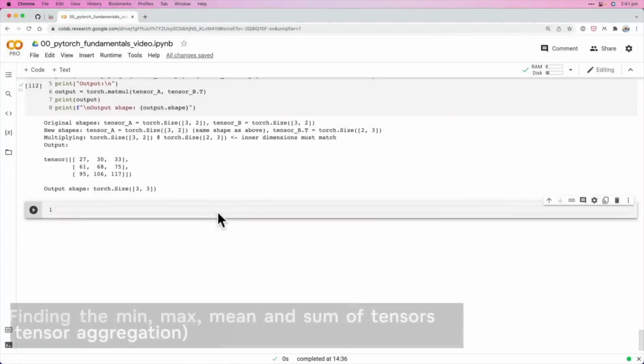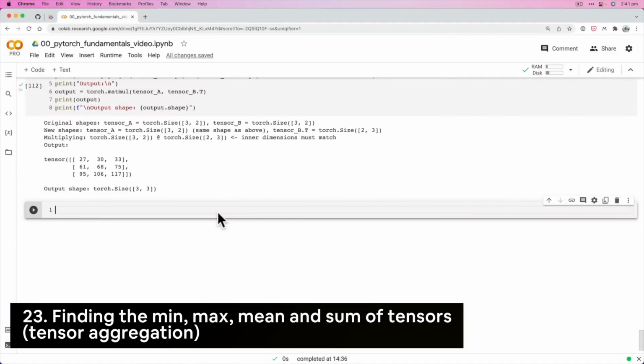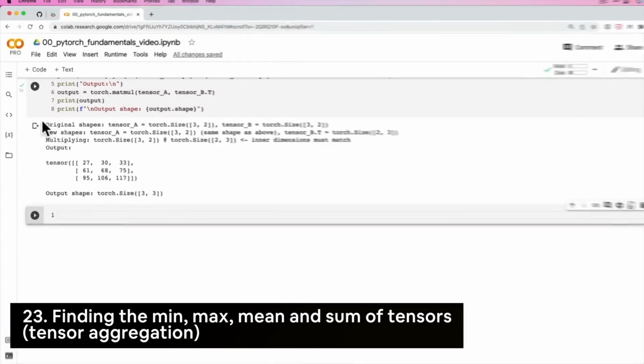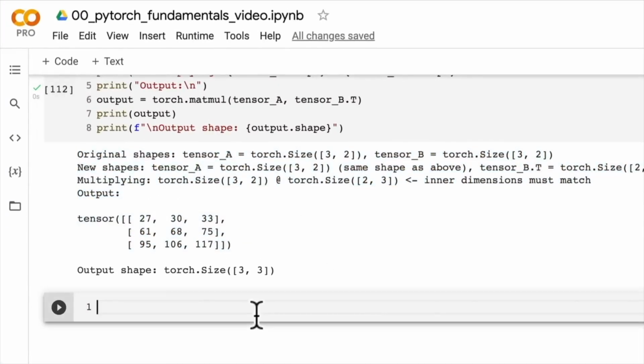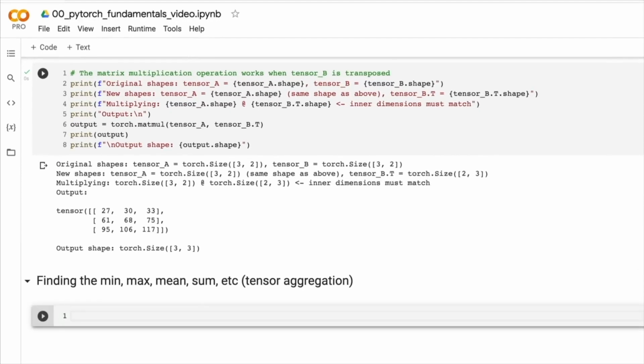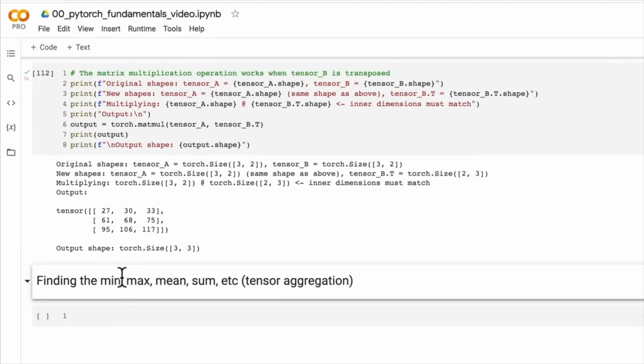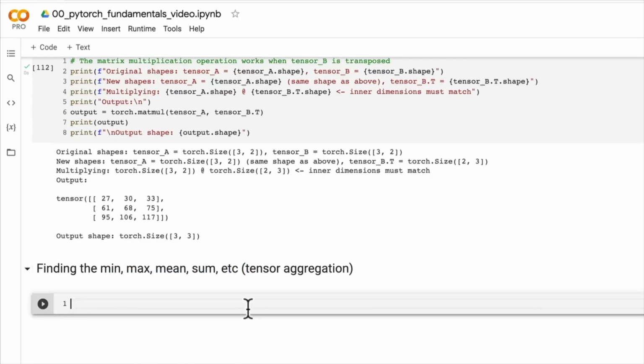Welcome back. In the last few videos, we've covered one of the most fundamental operations in neural networks, and that is matrix multiplication. But now it's time to move on, and let's cover tensor aggregation. And what I mean by that is finding the min, max, mean, sum, etc. of certain tensor values. So for whatever reason, you may want to find the minimum value of a tensor, the maximum value, the mean, the sum. So let's have a look at a few PyTorch methods that are inbuilt to do all of these.